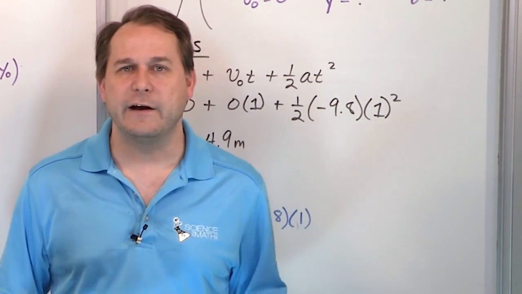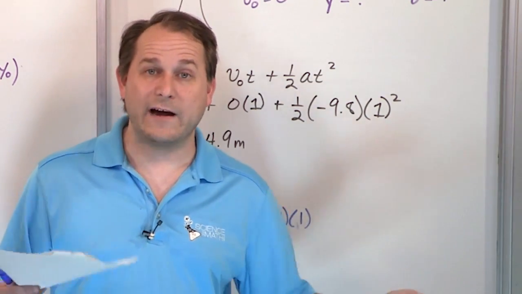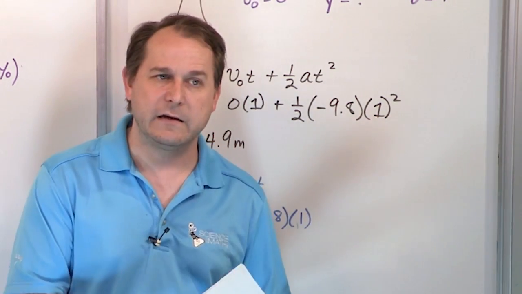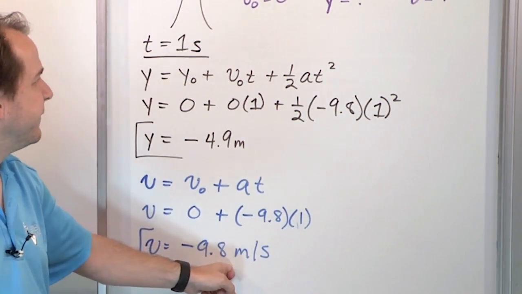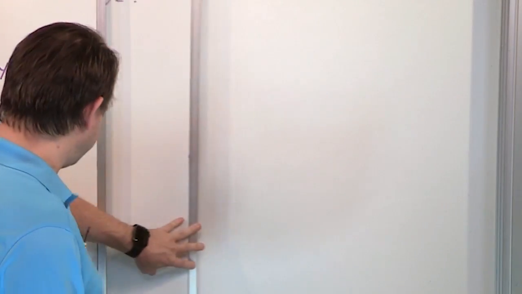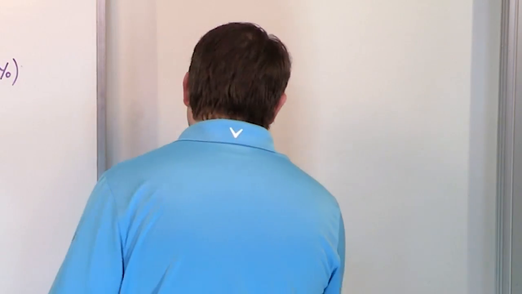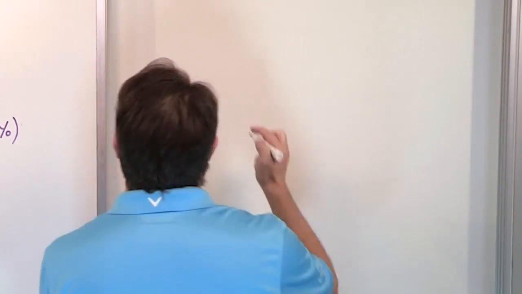Makes sense, because acceleration is 9.8 meters per second squared, which means 9.8 meters per second is how much velocity you gain every second. After 1 second, that's what we have. Now let's go over here to the other board. And since we've done the first one, the others will be trivially simple to figure out.